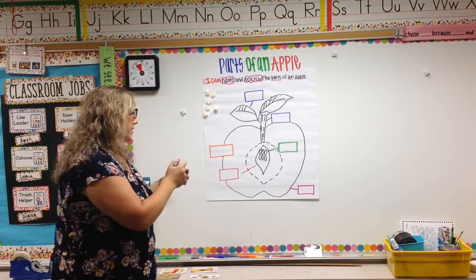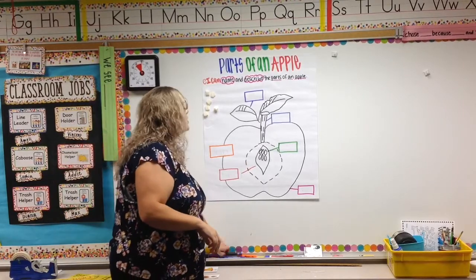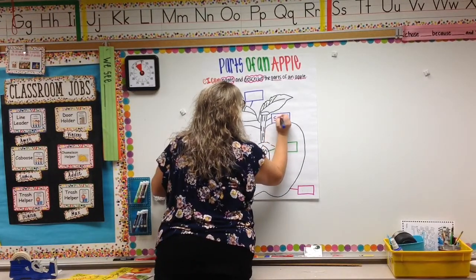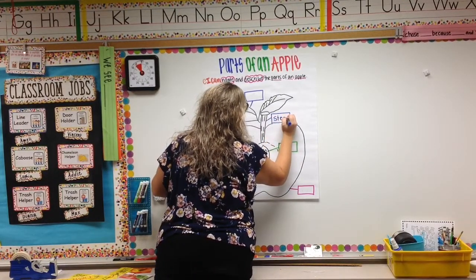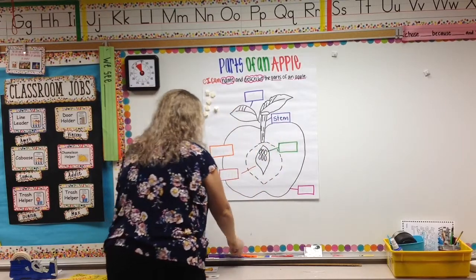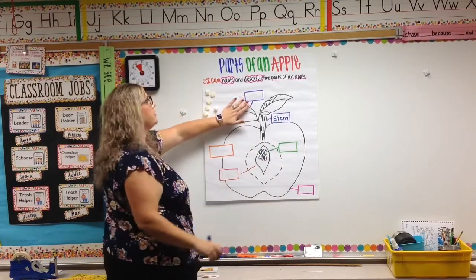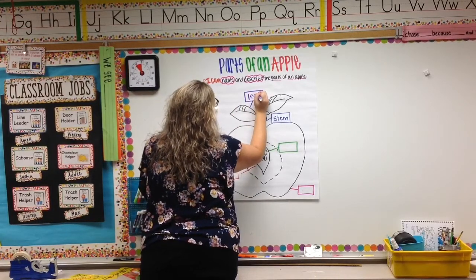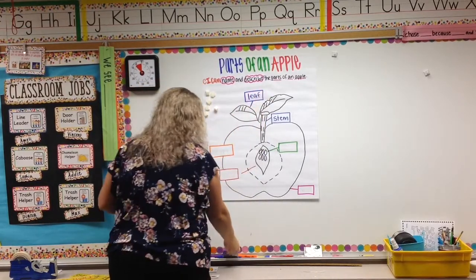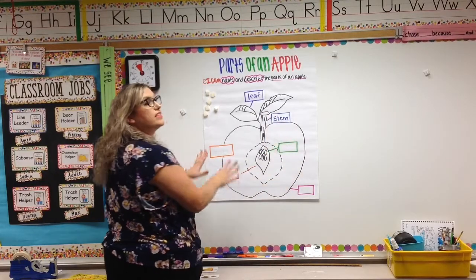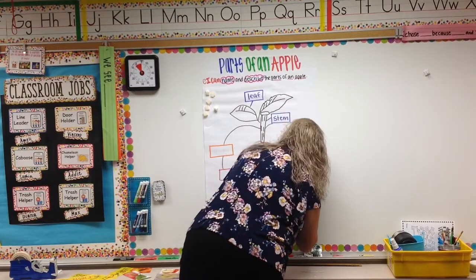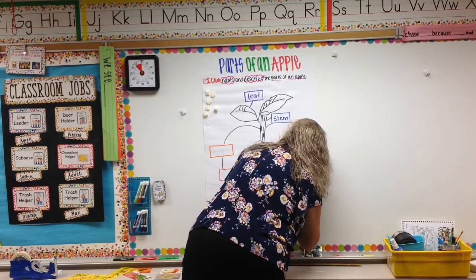So let's review this. We started at the top with the stem. It's usually brown in color. Then we have the leaf right here at the top. It's usually green. There's the leaf. Then we moved and talked about the skin and how the skin really protects that apple and keeps it nice and fresh. So down here we have the skin.